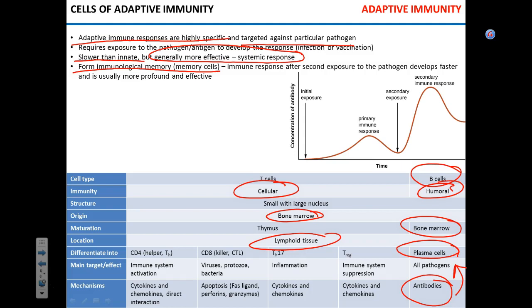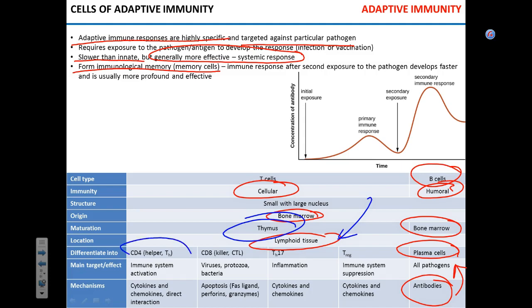T cells are also generated in the bone marrow, but mature in thymus. Therefore, T cells. No tricky stories here. And then, when they mature in thymus, they migrate to the lymphoid tissue and wait for the pathogen exposure. Once they are exposed, they differentiate into a variety of effector cells.